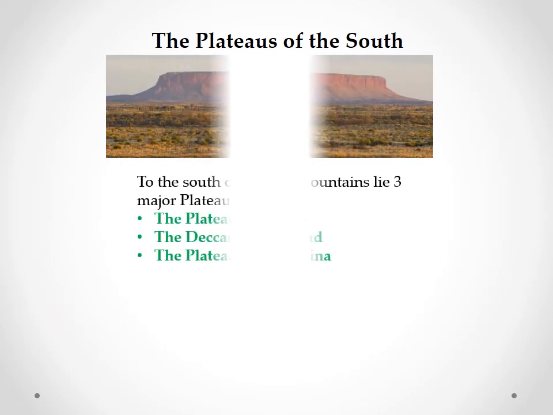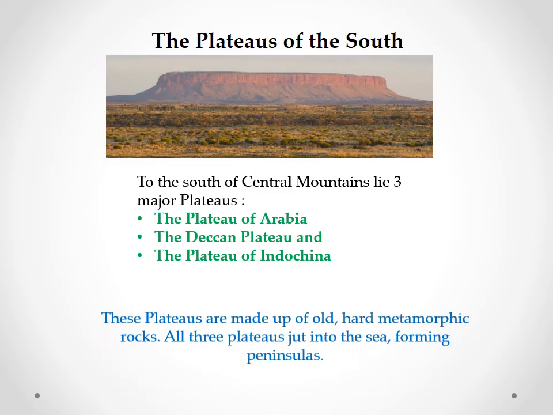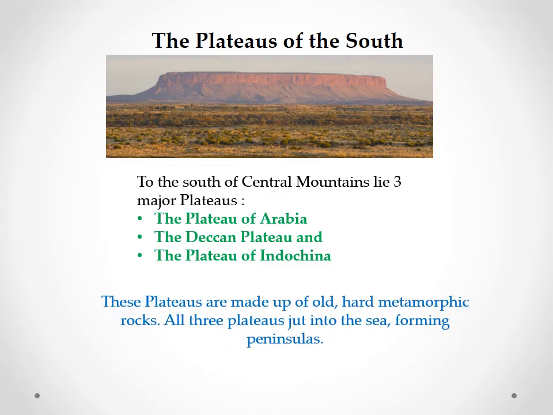The plateaus of the south. To the south of the central mountains lie three major plateaus: the Plateau of Arabia, the Deccan Plateau and the Plateau of Indochina. These plateaus are made up of old hard metamorphic rocks. All three plateaus jut into the sea, forming peninsulas.